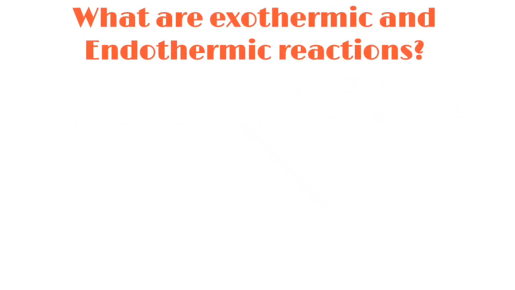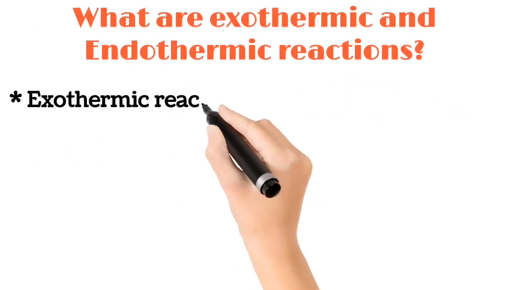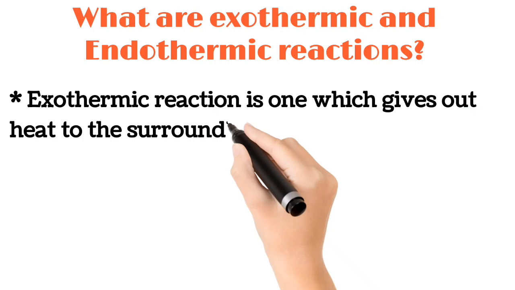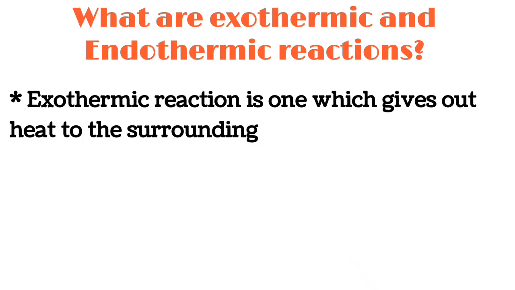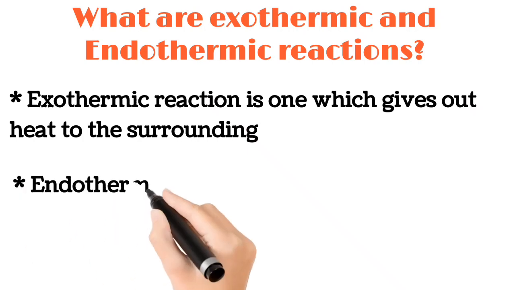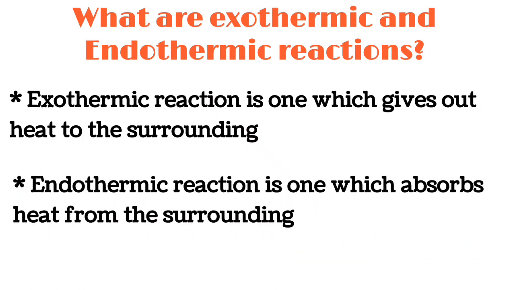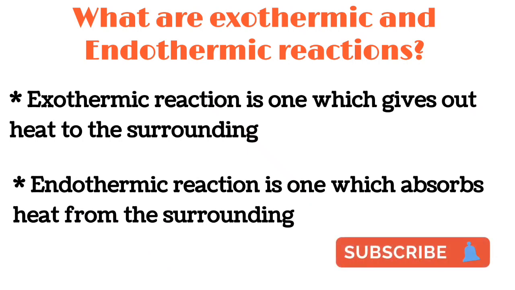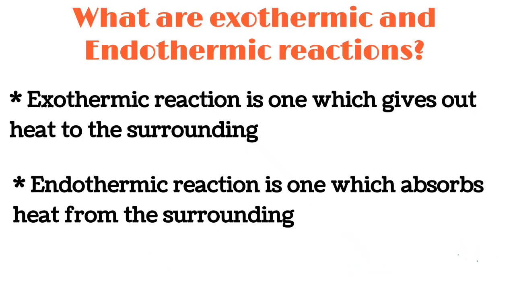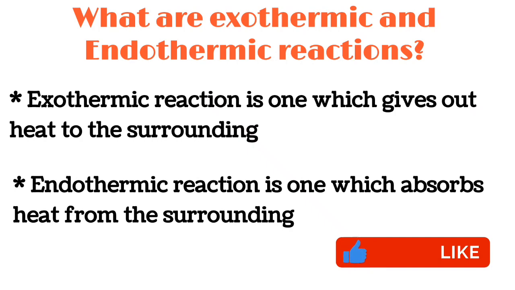Okay, so let's look at the definition of what exothermic and endothermic reactions are. Exothermic reaction is one which gives out heat to the surrounding, while endothermic reaction is one which absorbs heat from the surrounding. So endothermic absorbs heat from the surrounding, while exothermic gives out heat to the surrounding.